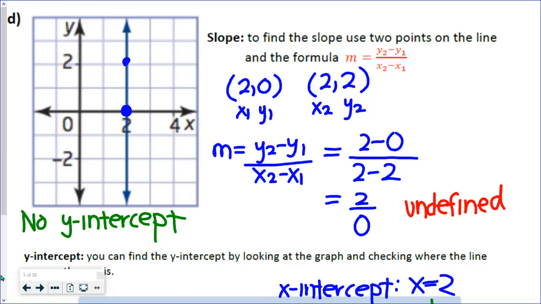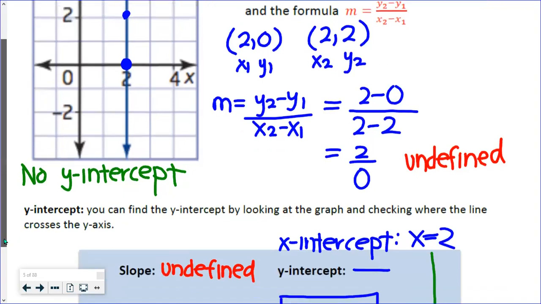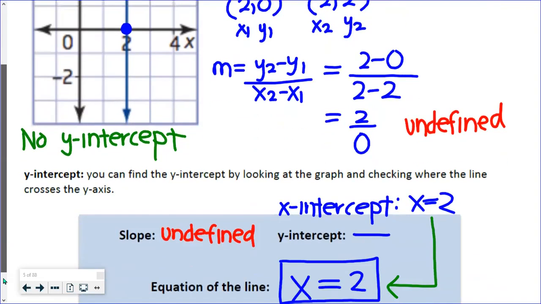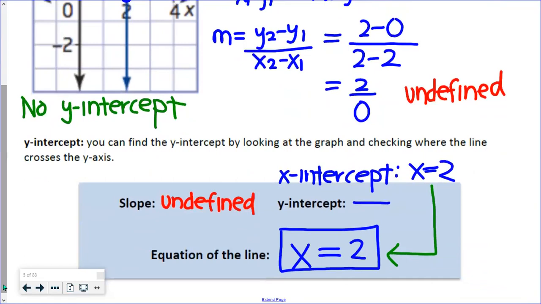When there's a 0 in the denominator, you can even check by plugging it into a calculator. 2 divided by 0 is not 0. You'll get an error on your calculator. And that's why we say that the slope of vertical lines is undefined. And we also often have no y-intercept when we have vertical lines. So I have no y-intercept. I don't have a slope. So I can't just say nothing for the equation. So I have to look at my x-intercept.